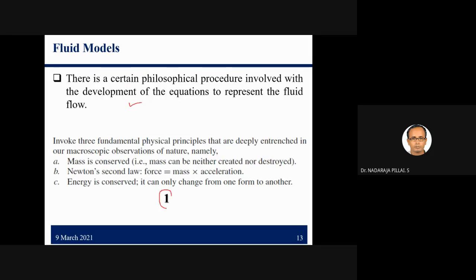This is number one: invoke three fundamental physical principles that are deeply entrenched in our macroscopic observation. What are they? Mass is conserved. Then Newton's second law: force is equal to mass into acceleration, that is momentum. The third one is that energy is conserved, so it can change from one form to another. In general, we talk about this in terms of three equations: the first is mass conservation, the second is momentum conservation, and the third is energy conservation.